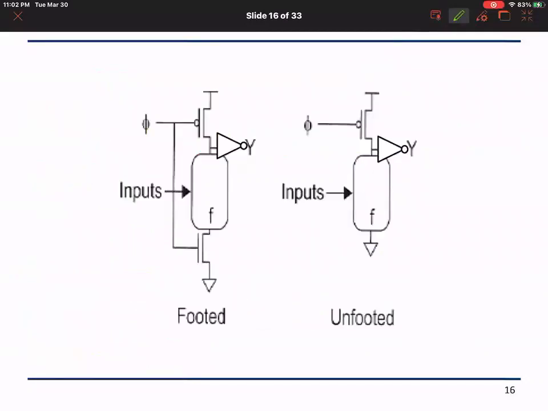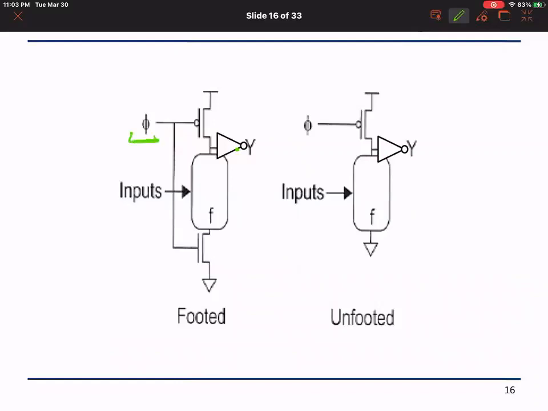So let us now recap or summarize the findings. Then we will add an inverter. We will add an inverter in addition to the clock.